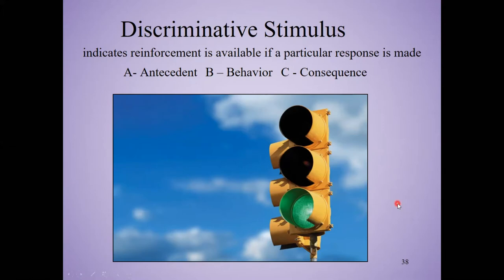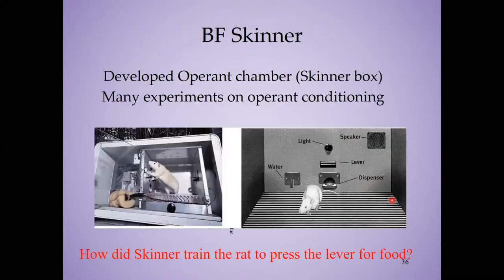Now, there are all kinds of other discriminative stimuli as well. Going back to the Skinner box or operant chamber, remember I said they might have some other stimuli in here, like a light or a speaker. These can be used as discriminative stimuli. So suppose you want the rat to only press the lever for food when the light is on. How can you get the rat to do that?